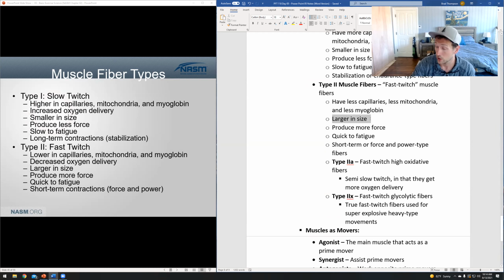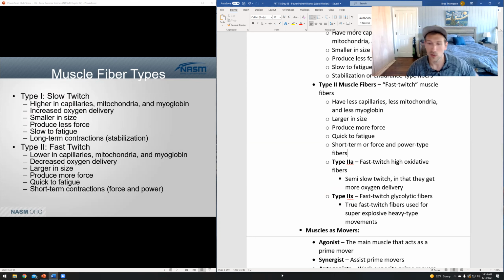They tend to be much larger in size though. And so that means that they have more proteins, which means they are able to produce more force. But they are kind of quick to fatigue. This is why you can run a marathon using your calves, but you only do so many push-ups. That's the difference between type 1 and type 2 muscle fibers.